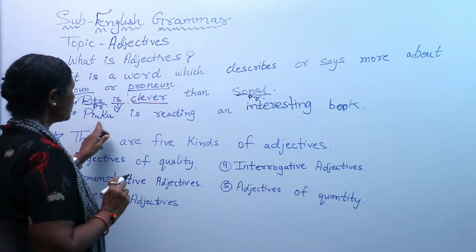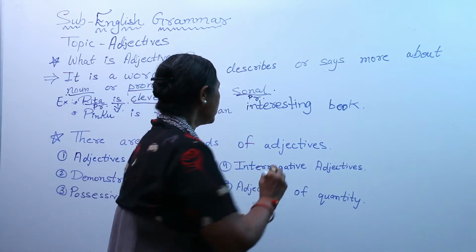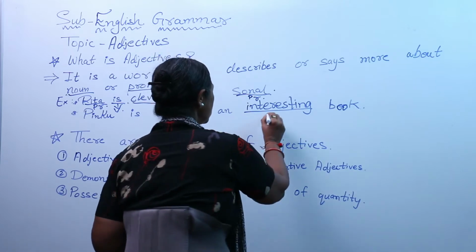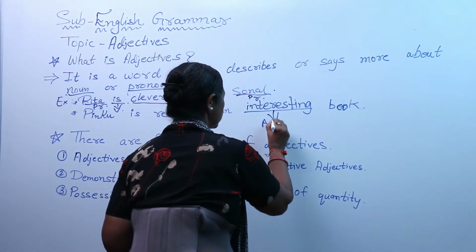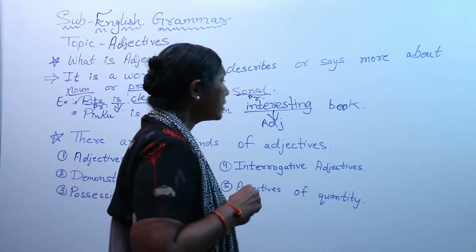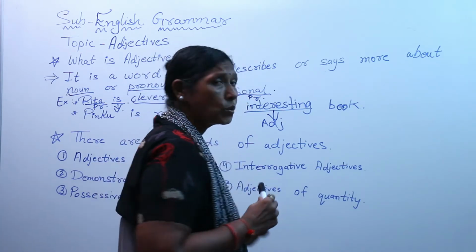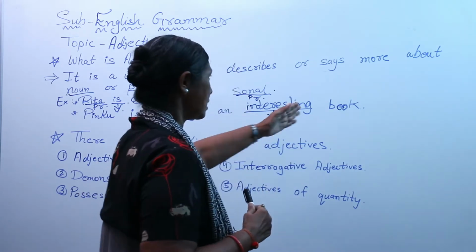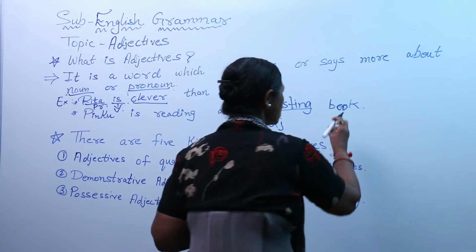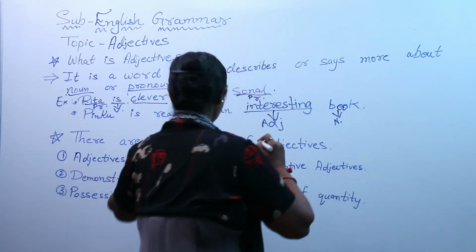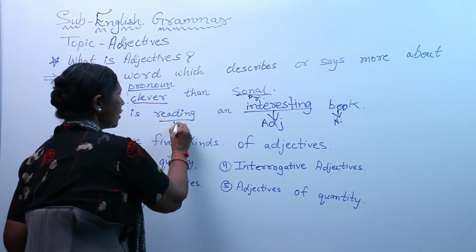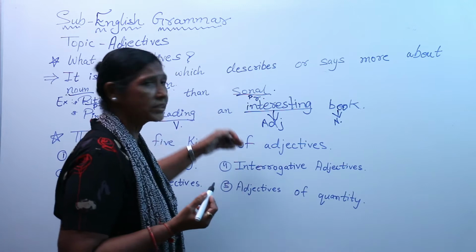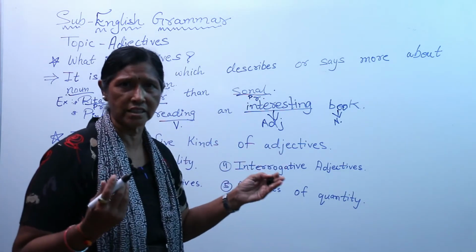Now second one is what? Pinku is reading an interesting book. Here I will say interesting. Interesting is what? Adjective. Who is reading a book? Pinku. Pinku is reading an interesting book. Book is noun. Reading is verb. And Pinku is proper noun. So now in these two examples, I think you have understood what is adjective.